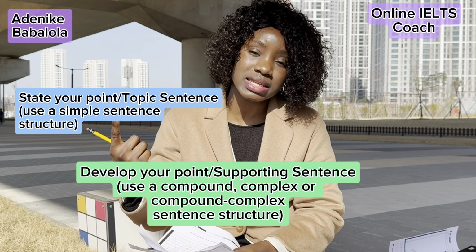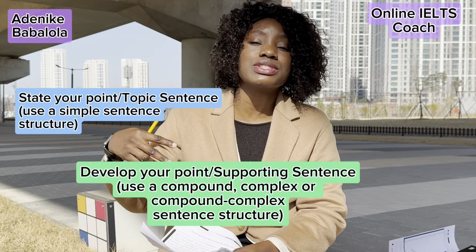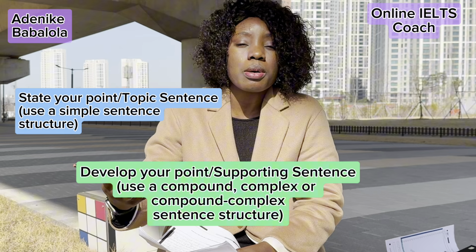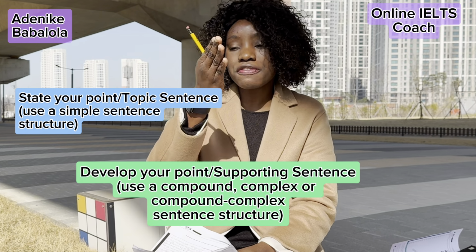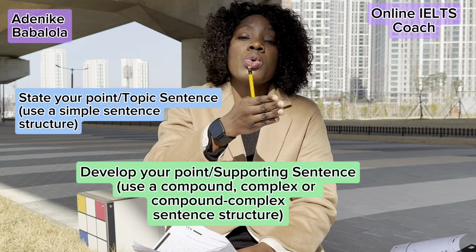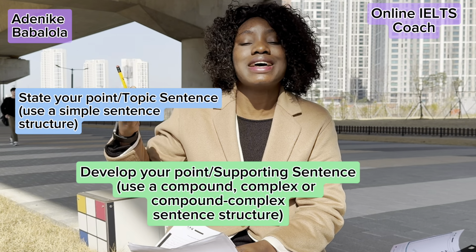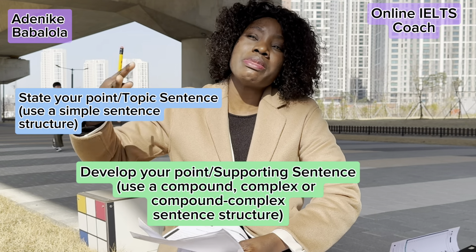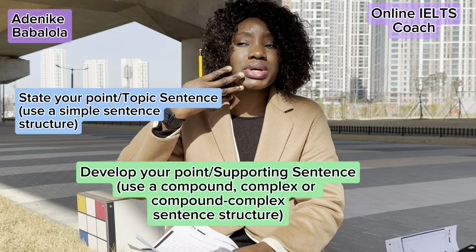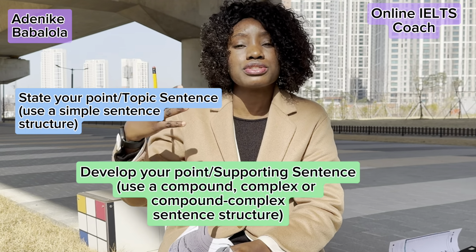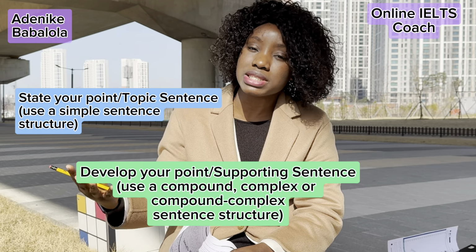That's the first sentence. Now, the second sentence is where you expand. You develop that first point that you have presented. So if you say something in one sentence, you need another sentence to make it clearer. You're making it more understandable. So it's like a broader version of the topic sentence. That's why it's called a supporting sentence.